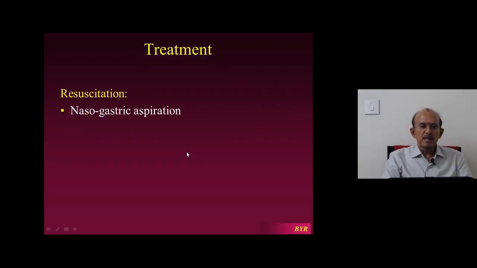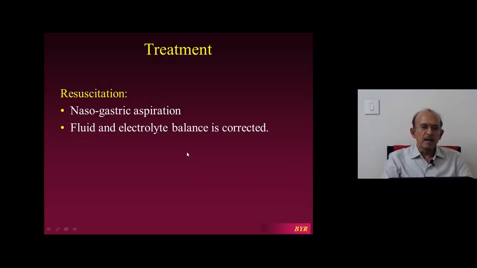Treatment. The patients will be in a peritonitis state. He has a lot of fluid loss, third space loss, so he must be resuscitated. The first thing is to do nasogastric aspiration. You pass a Ryle's tube into the stomach and aspirate the stomach contents to keep the stomach completely free from fluid. If you can totally aspirate it or continue to aspirate it, what will happen? The spill into the peritoneal cavity will be very much diminished. The fluid and electrolyte balance is corrected by administering fluids and electrolytes. Patients are given analgesics.